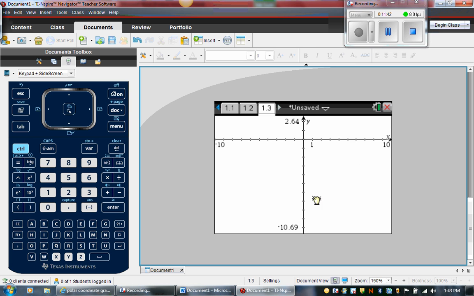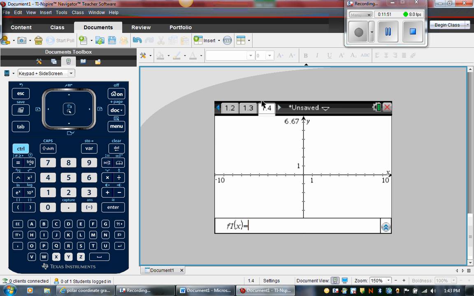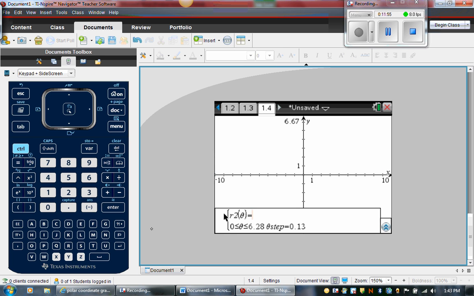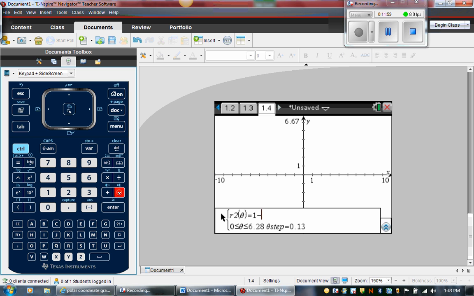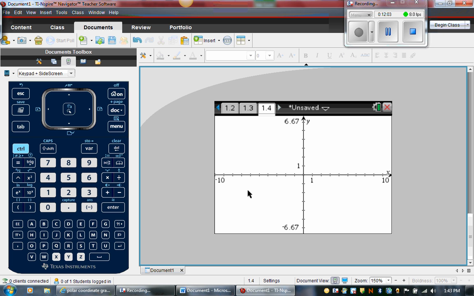And I don't know where it went. Well, let's try it again. Go from the beginning again. We add a new graph, menu, graph, edit entry, polar. We get our r of theta equals, we type in 1 minus sine. Okay.